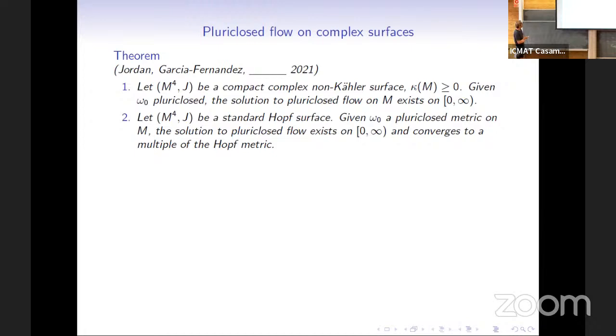The second part is if we take a standard Hopf surface, then for an arbitrary pluriclosed metric, the pluriclosed flow is again global, and this time converges to this flat structure, this Bismut flat structure. Because again, this is a special case of what Josh talked about yesterday. And the statement is stronger now, more or less because of this Gauduchon-Ivanov result, because we know very rigidly the uniqueness in that set.